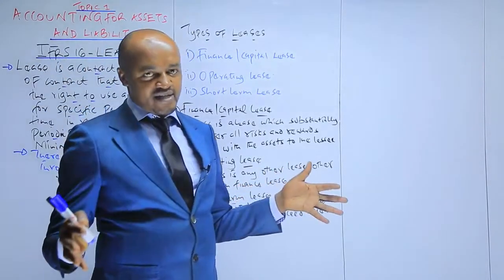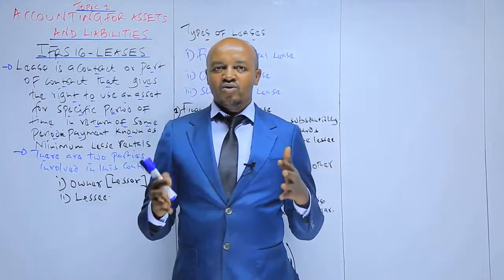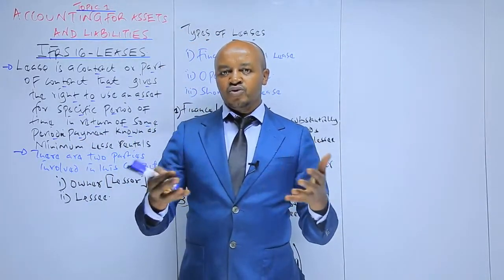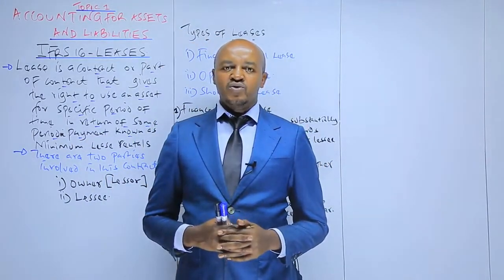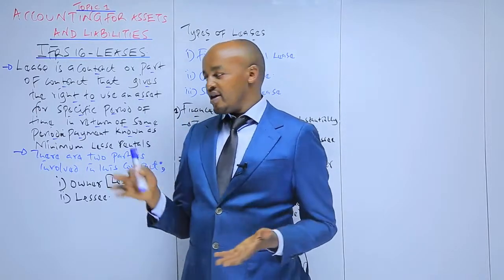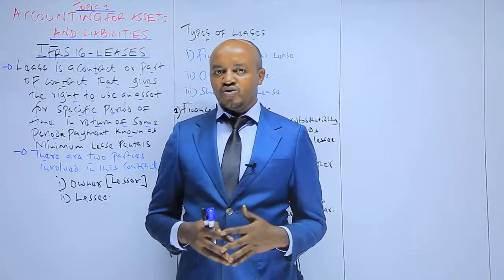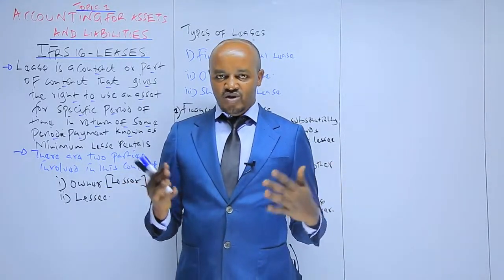You need to know what a lease is, which we have said is basically that particular contract whereby the owner of the asset is able to confer, or give, the right to use an asset to a person who is called the lessee, and the lessee is supposed to pay some periodical payment, which we have referred to as the minimum lease rentals. Equally, we have said in a lease contract, we have two parties.